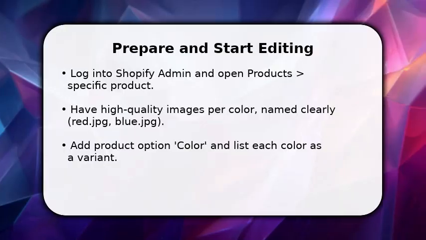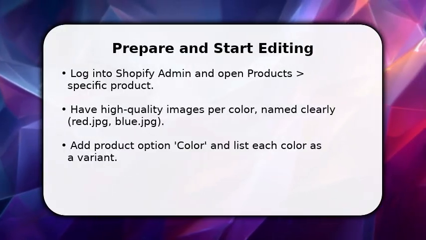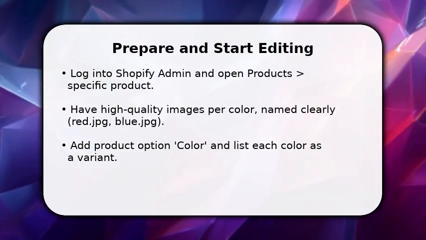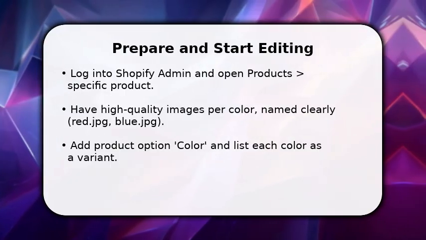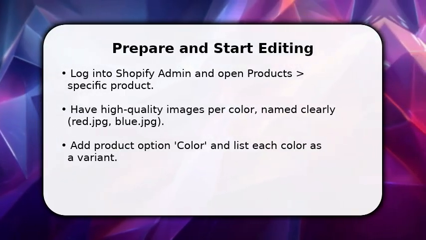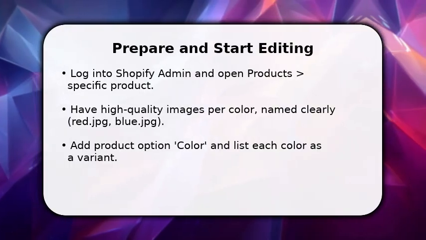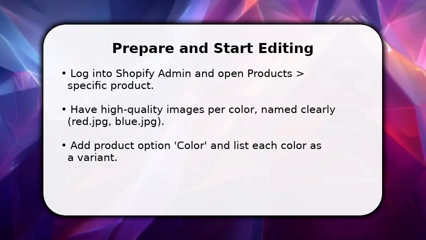Enjoy the video. You begin inside Shopify Admin, open Products, and pick the item you'll change. Once there, add an option named Color. This is the fundamental, only way to link colors to variants. Make sure you already have one image file per color and clear, consistent color names.